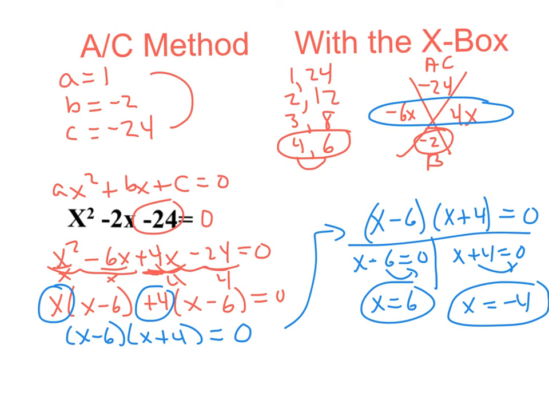So that's the AC method with a little X box in there, factoring by grouping, all that good stuff. That's how we factor polynomials.